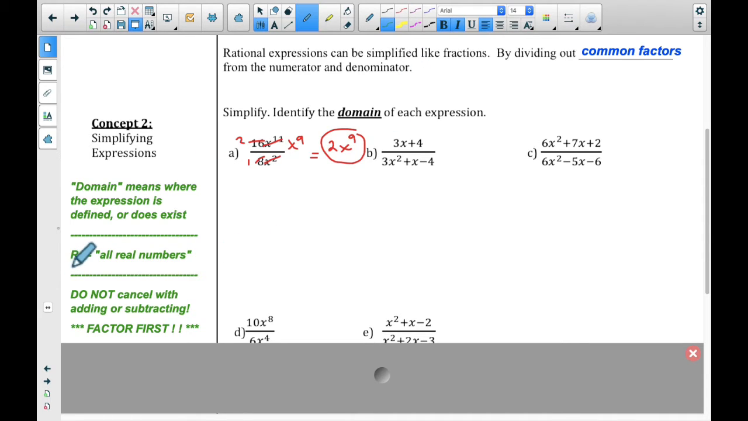And the all real numbers, it's a capital R. It's actually kind of like a paragraph R that has two lines on it. That means all real numbers. Once again, do not cancel with adding and subtracting. You have to factor it first. Okay, let's take a look.